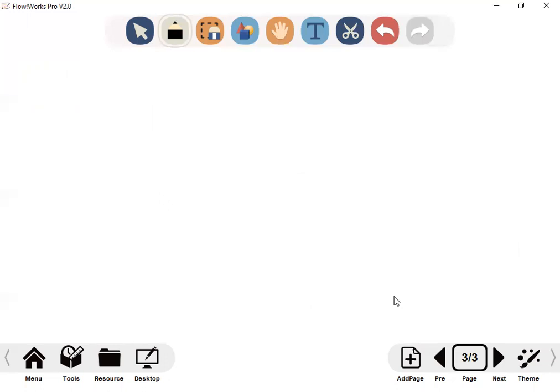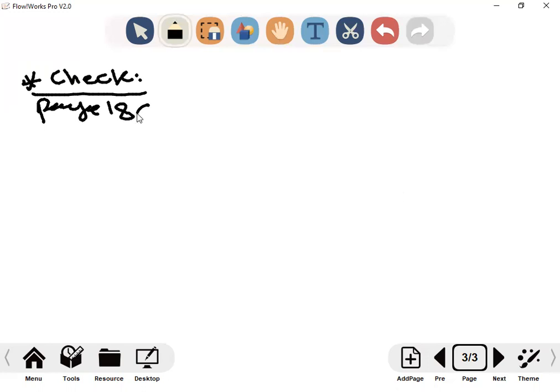Use your copybook, guys. Check page 186, right? In the check, they said examine negative 5x power 2 plus 10x minus 3. I know.